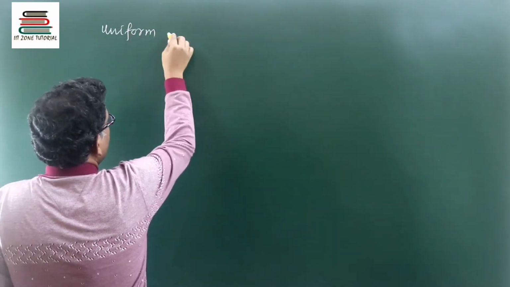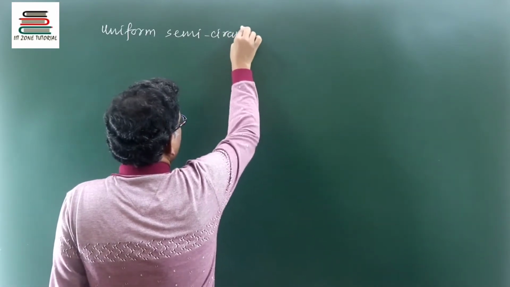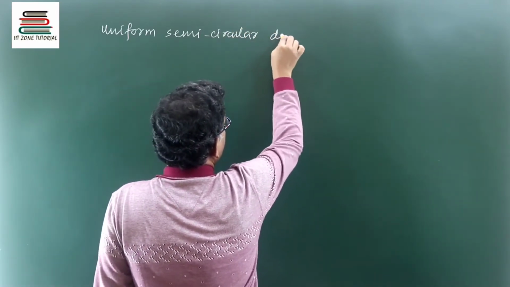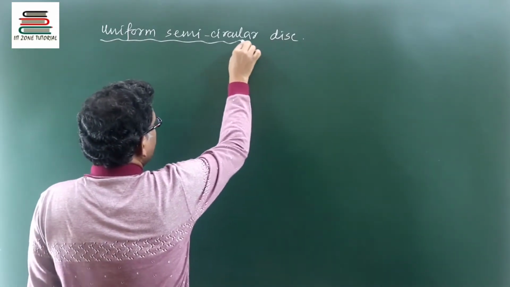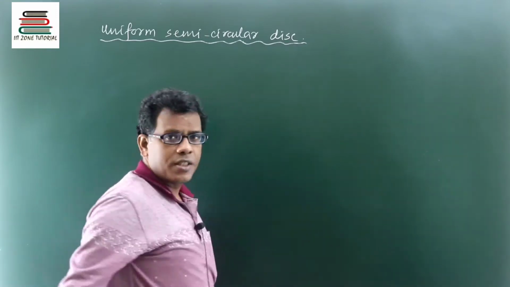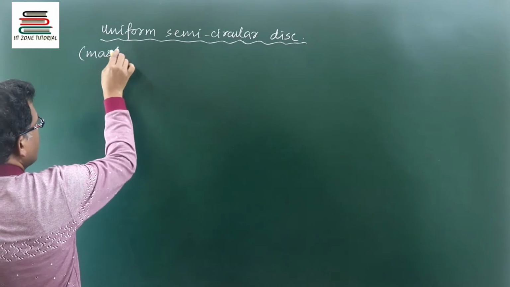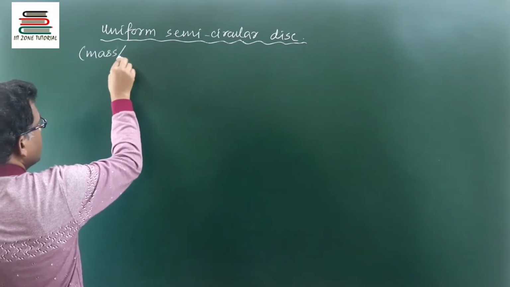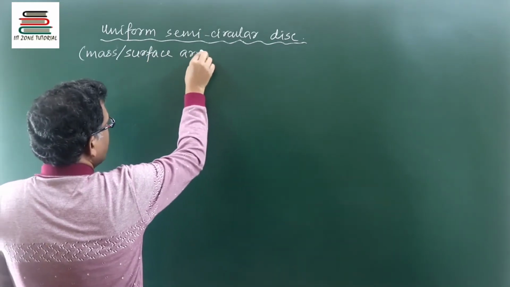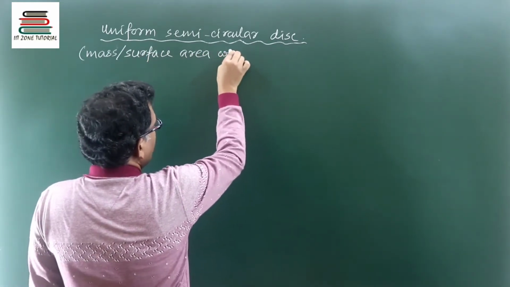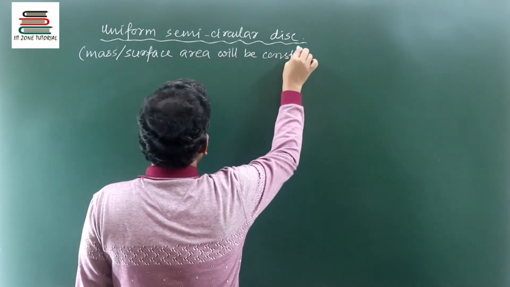Now we will discuss the uniform semicircular disc. Again, as I am using the word uniform, it means the mass distribution will be constant. So here that means mass per unit surface area will be constant. Is that okay? Mass per unit surface area will be constant.